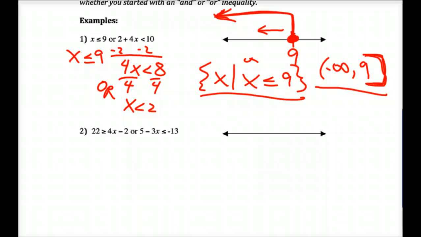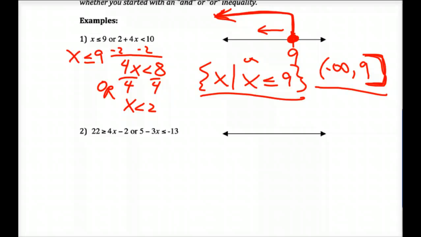You know what the word overlap means? So where are these two on top of each other? If this were an and, it would be the less than 2. This wouldn't count because these numbers are not included, are not solutions to this part.